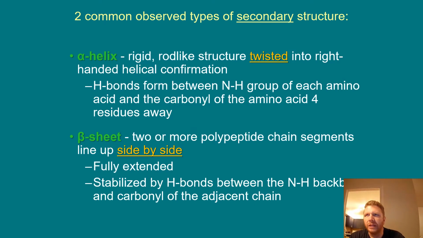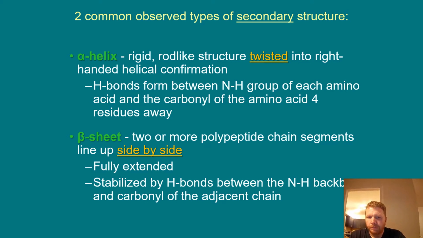So the most commonly observed types of secondary structural elements are the alpha helix and the beta sheet. An alpha helix, which we actually kind of looked at a little while ago, those are those helical structures. They're known as alpha helices. They're rigid rod-like structures twisted into right-handed helical conformations. Now, the hydrogen bonds within the backbone stabilize that; there are going to be hydrogen bonds between different parts of the backbone of these polypeptides.